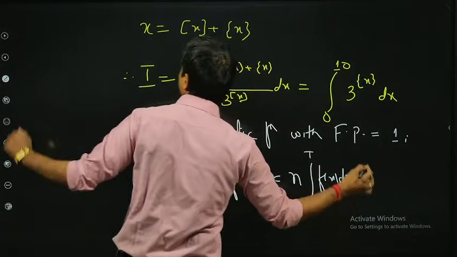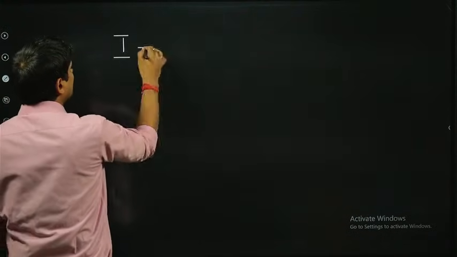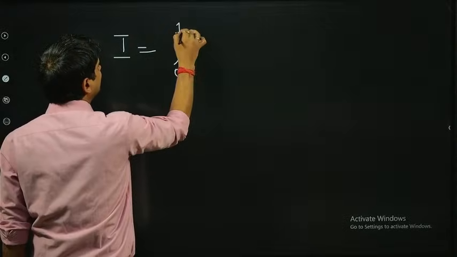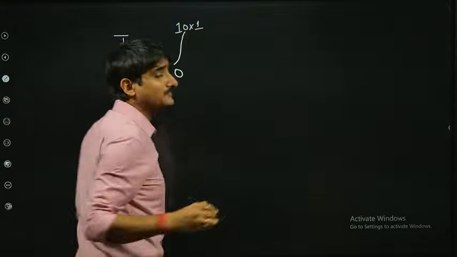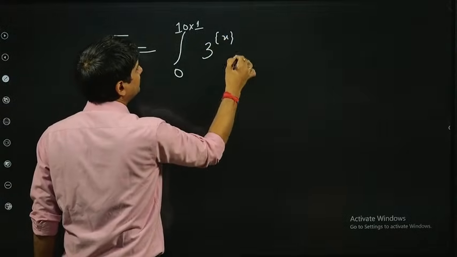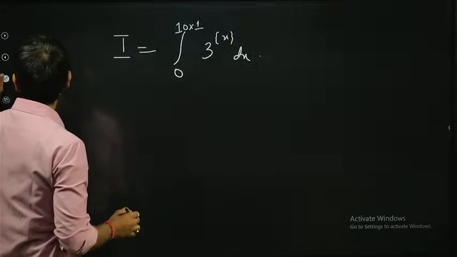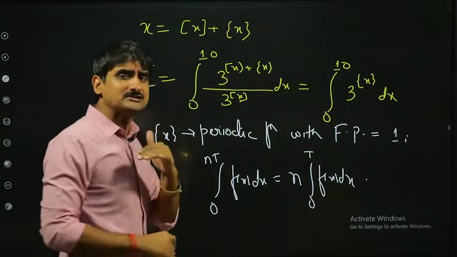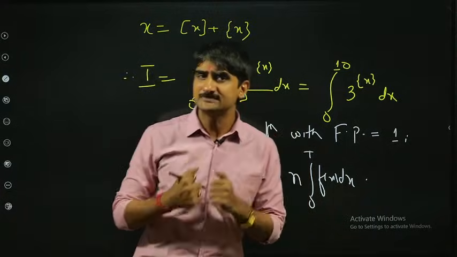So using that property, we can write I as the integral from 0 to 10, which is 10 times the fundamental period of the function, which is 1 here, of 3 raised to the power fractional part of x. One more thing. Few of you might be thinking that okay, fractional part of x is a periodic function, but what about 3 raised to the power fractional part of x?